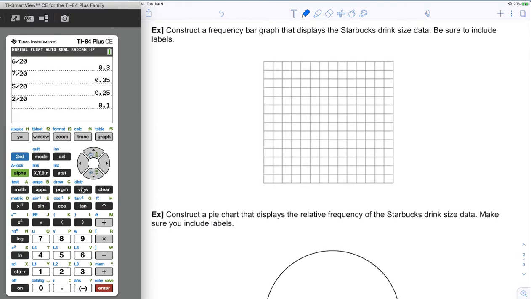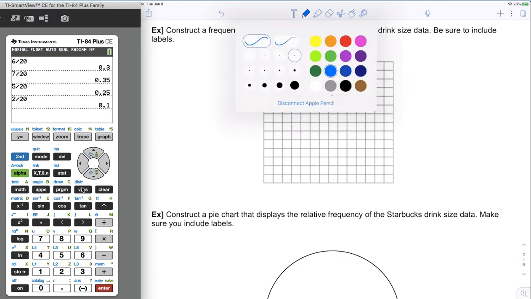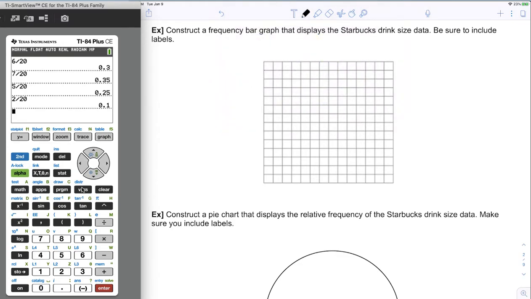So now we're going to construct a frequency bar graph that displays the Starbucks drink size data. Be sure to include labels. So a bar graph is only used to display categorical data. The bars should be of equal width and they should definitely not touch because that would imply a spatial relationship. So I'm going to start by drawing an axis, which I will label.